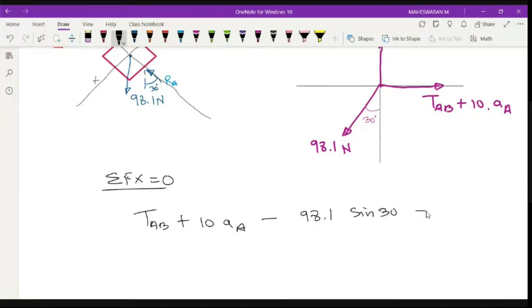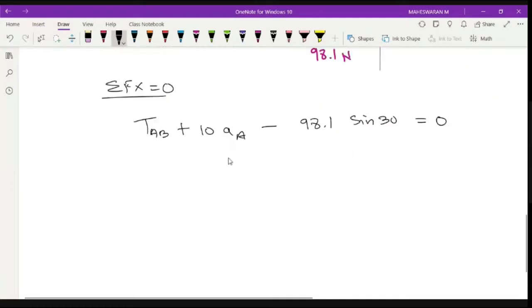So sine 30 is equal to 0, right? Which means I will get an equation TAB plus 10 AA is equal to 98.1 sine 30. So you know that sine 30 is 1 by 2, right? Which means 98.1 divided by 2, so 49.05. So this is my equation 1.